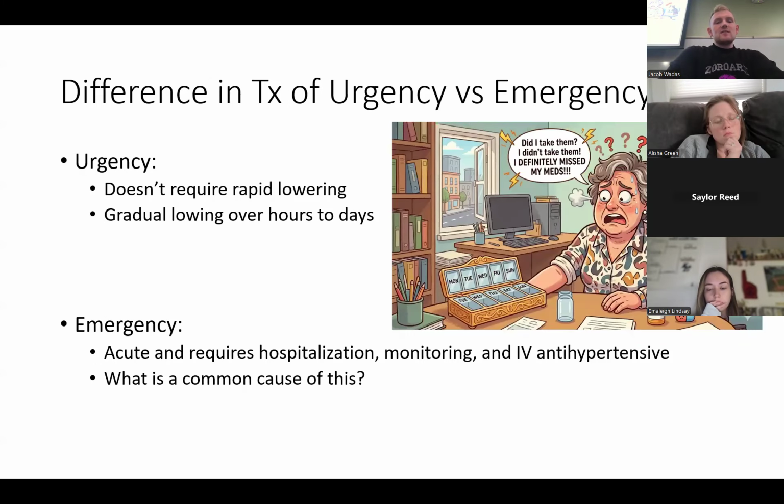What is the difference in the treatment of urgency versus emergency? In urgency, we don't require rapid lowering, but just gradual lowering over hours to days. In emergency, this is always an acute thing that we want to treat as soon as we can, and it requires hospitalization, monitoring, and IV antihypertensive drugs. Do you guys know what the most common cause of hypertensive emergency is?